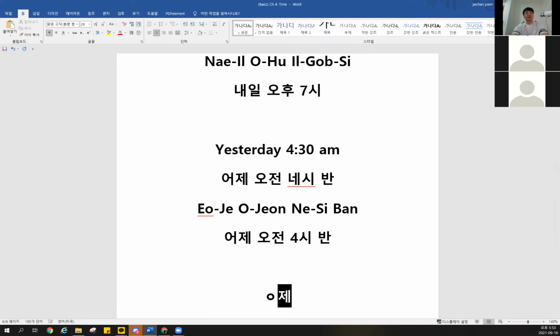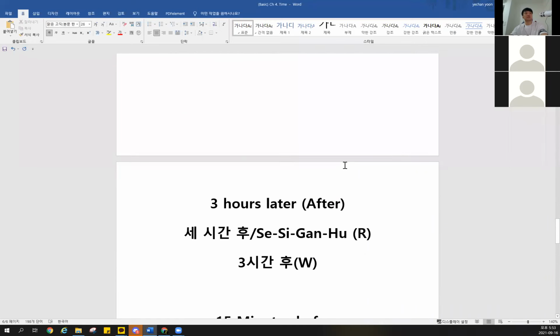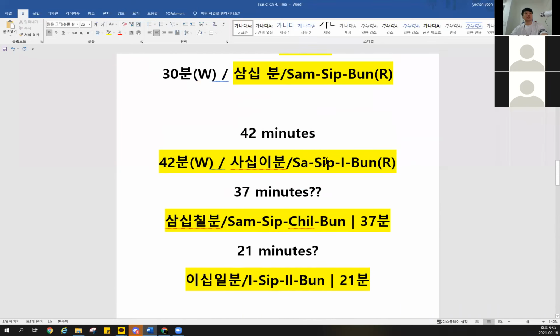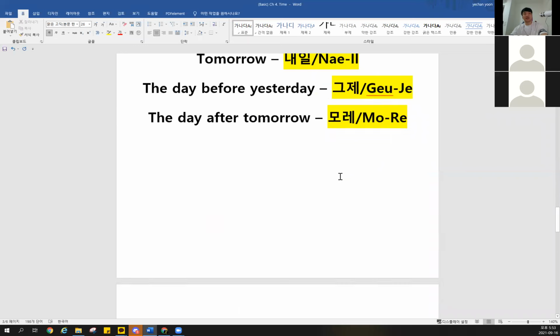어제. There we go. So impressive. 어제 오전 4시 30분. Perfect. Oh my goodness. Okay, 30분. Okay, Sabrina, I think my writing was kind of wrong. So 30 has to be like this. 십, not a ship.